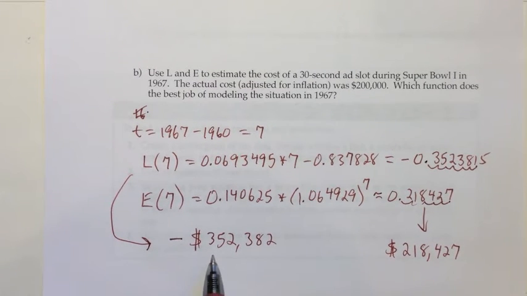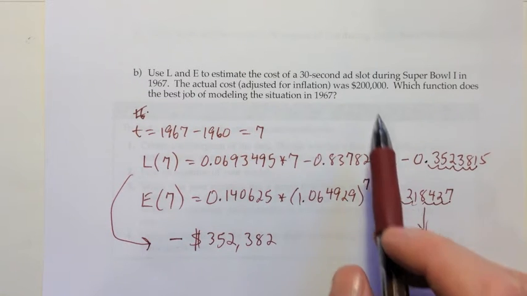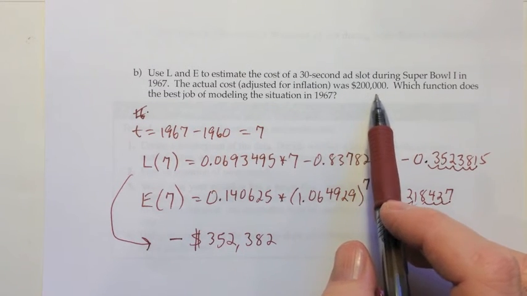So the linear equation is predicting that an ad for the first Super Bowl didn't actually cost you money, that you were paid $352,382 to put an ad on. Of course, that makes sense. Nobody's going to pay you to put your ad on. We skip commercials. We don't pay to see them, right? So that seems like a bad prediction to me. And yet this $218,000 is very close to the $200,000.